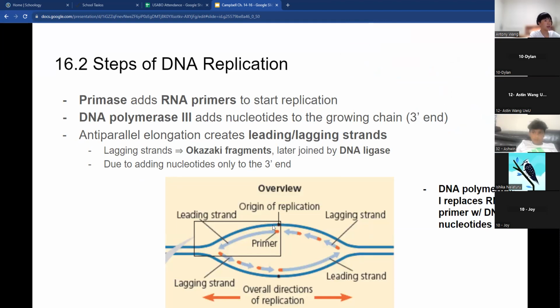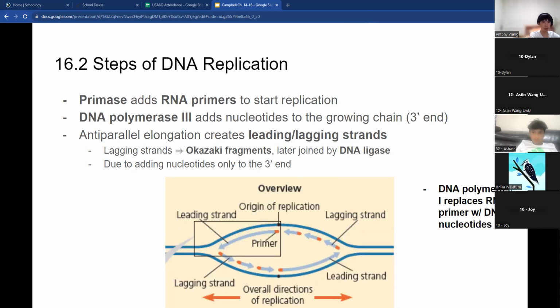Next, once the DNA is opened up, RNA polymerase will add a primer. This is like a start signal for DNA polymerase. Polymerase is a protein that lays down nucleotides. In this case, RNA polymerase lays down some RNA nucleotides that signal a start point for DNA polymerase, which lays down DNA nucleotides. And when DNA polymerase 3 sees the primer, it attaches and starts adding nucleotides to the primer.